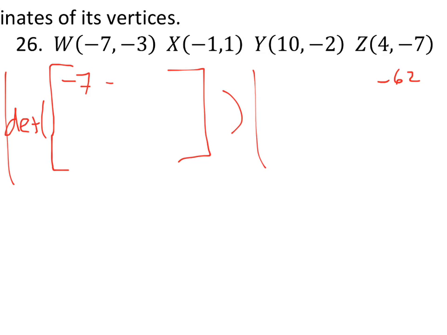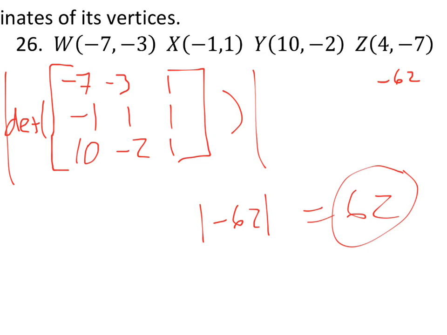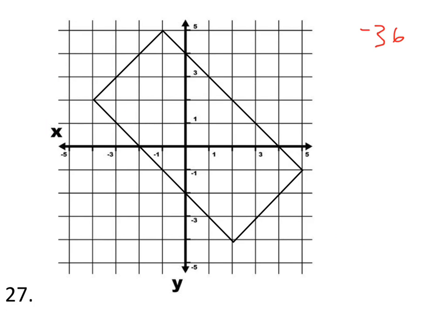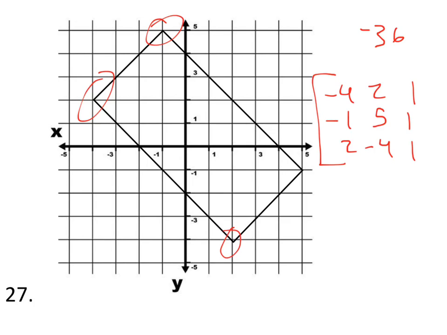So you get -7, -3, 1, -1, 1, 1, and 10, -2, 1. And when you get the determinant of that, you get -62, but the absolute value of -62 is +62, and that's going to be my end result. On this one, again, I'm going to use these 3 coordinates here to make out my matrix, which is going to be -4, 2, 1, -1, 5, 1, and then 2, -4, 1. Now I have those. I'm going to get the determinant of that, which happens to give me -36. You need the absolute value of the determinant, which is going to give you +36.